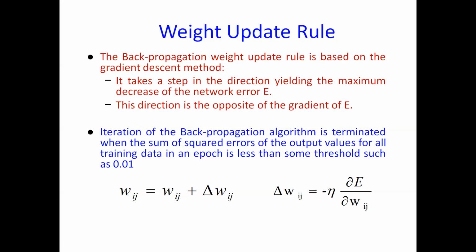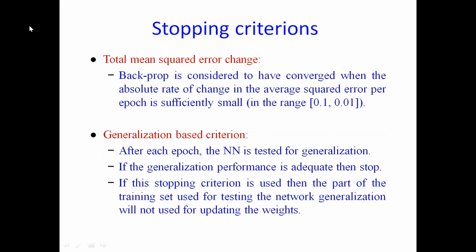I mean this particular gradient descent rule evaluation, that is minus eta into del E by del Wij. So in this manner, weights are updated in the backpropagation learning algorithm. Now, how long will it run? So automatically there must be some stopping criteria.